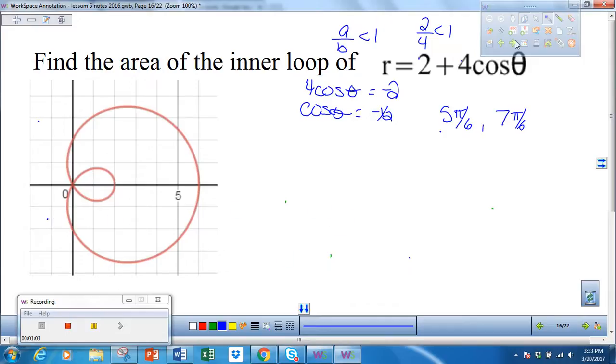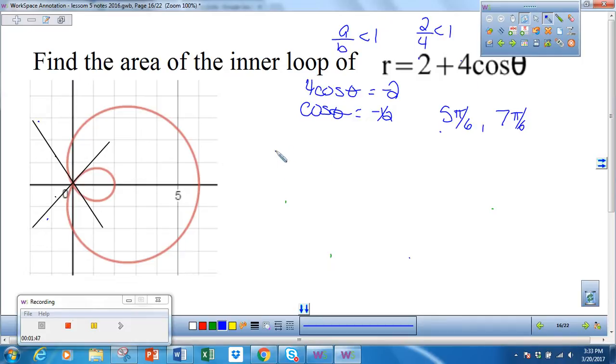But we have to look at it as if those radial lines are extended, remembering how we can graph a polar curve. Where are my lines again? I keep losing my lines. Right there? Okay, so what that's telling me, 5 pi over 6 is actually like here. And 7 pi over 6 is actually here, because they extend. So to find that area of the inner loop, I can actually integrate from 5 pi over 6 to 7 pi over 6.